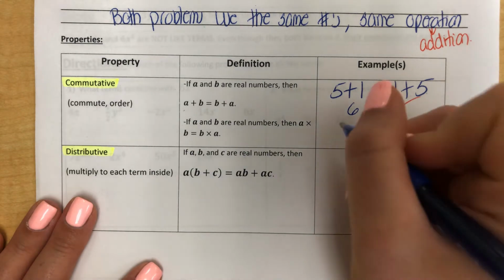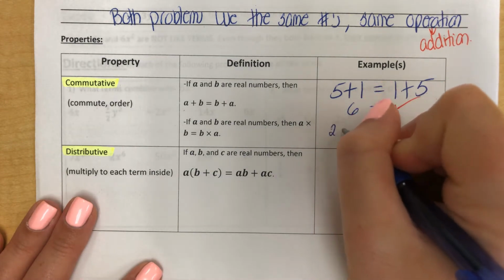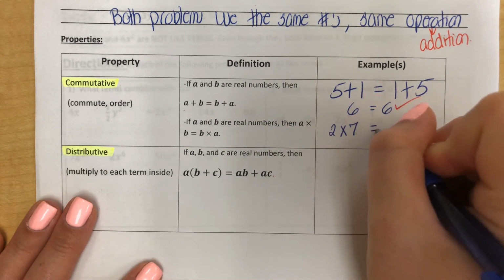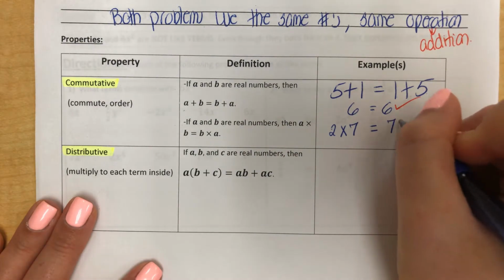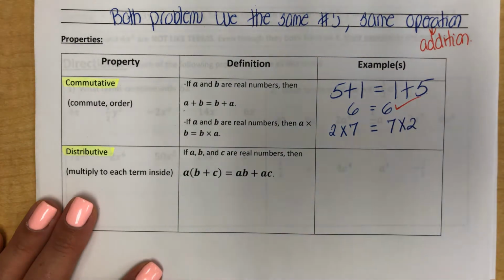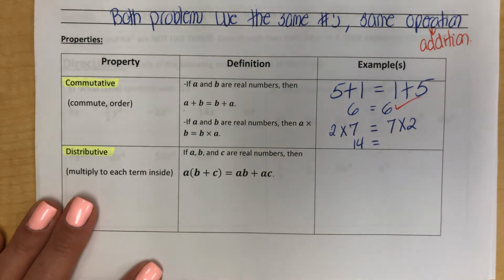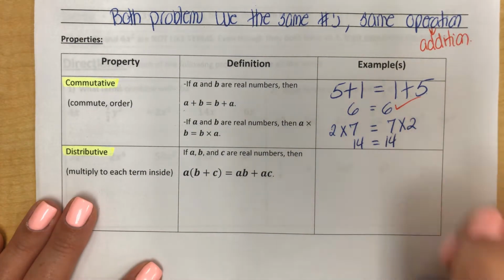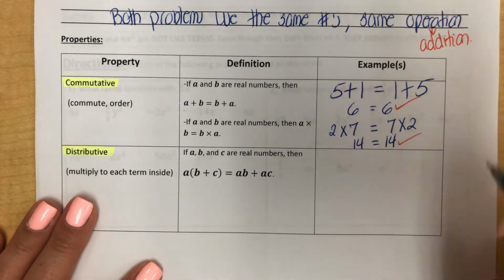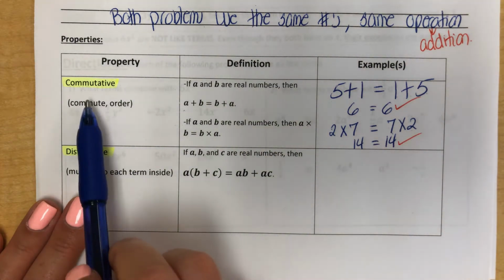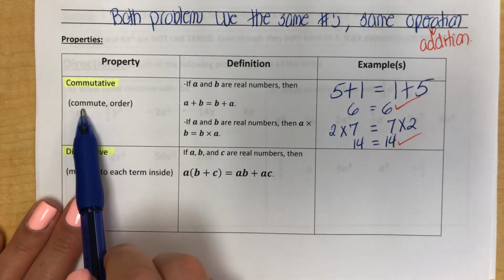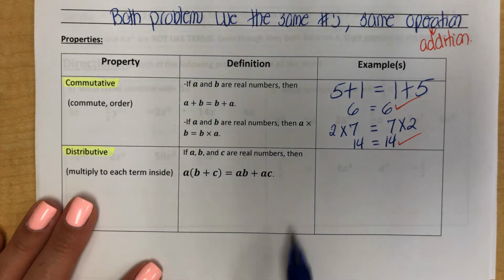Let's do 2 and 7. So I know that 2 times 7 should be the same thing as 7 times 2. And we can check it. Well, 2 times 7 is 14, and 7 times 2 is 14. So again, that worked out, and I know that it's true. And again, we're just commuting, we're just moving the order of the numbers.